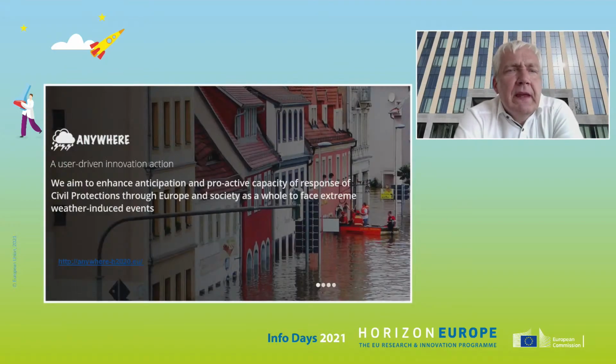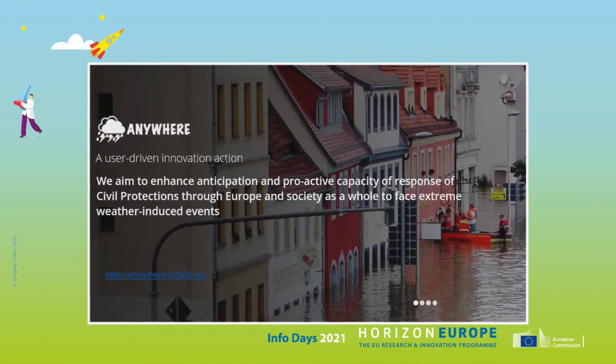Next slide, please. One of the very fascinating Horizon 2020 examples of social innovation, which Philippe specifically wanted to highlight in today's presentation, is a project called Anywhere. Anywhere is a project which has brought the state of the art of forecasting impacts of weather-induced events, flooding, heavy rain, severe snowfall, and so forth, and linked it to disaster relief organizations' work.